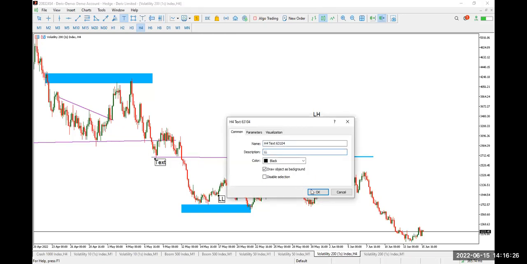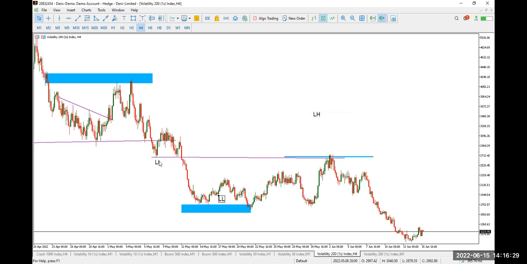What happened? The market went down, because there's no liquidity in the market. So the market is free to move. After that, they tapped to this lower low here and went down. And before they tapped this lower low, look at what they did here.